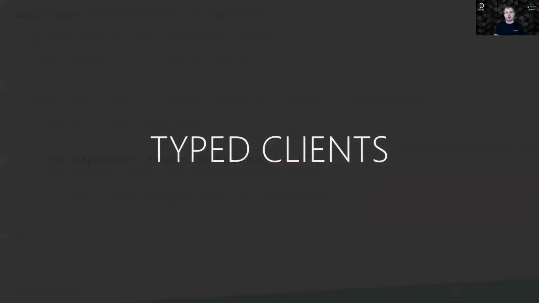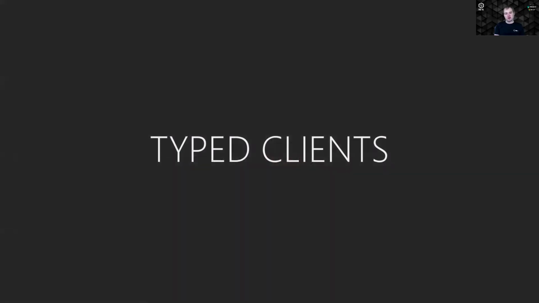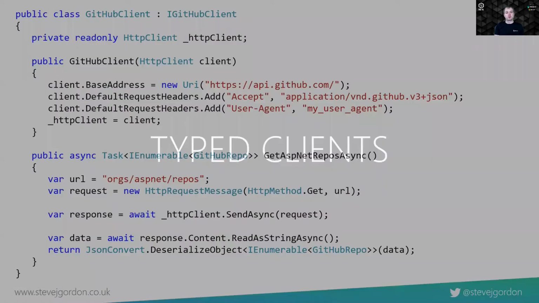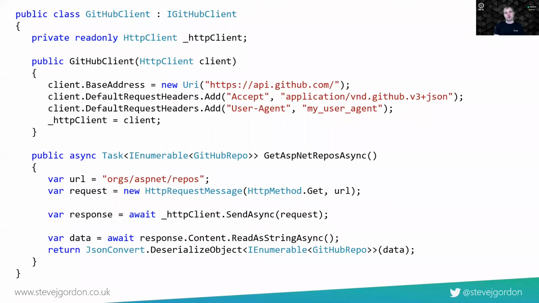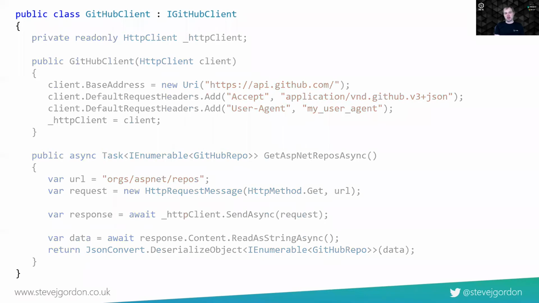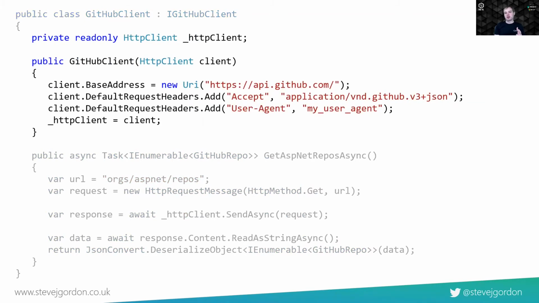Great. We can take this a step further, and this is where I prefer to use the feature, with typed clients. With a typed client, we create a class that represents essentially an abstraction around the endpoint that we're talking to. So here I have a class called GitHubClient. I have an interface for it that I've defined. It doesn't have to use an interface. And the only real thing that it must do is it must, as one of its arguments, accept HttpClient.